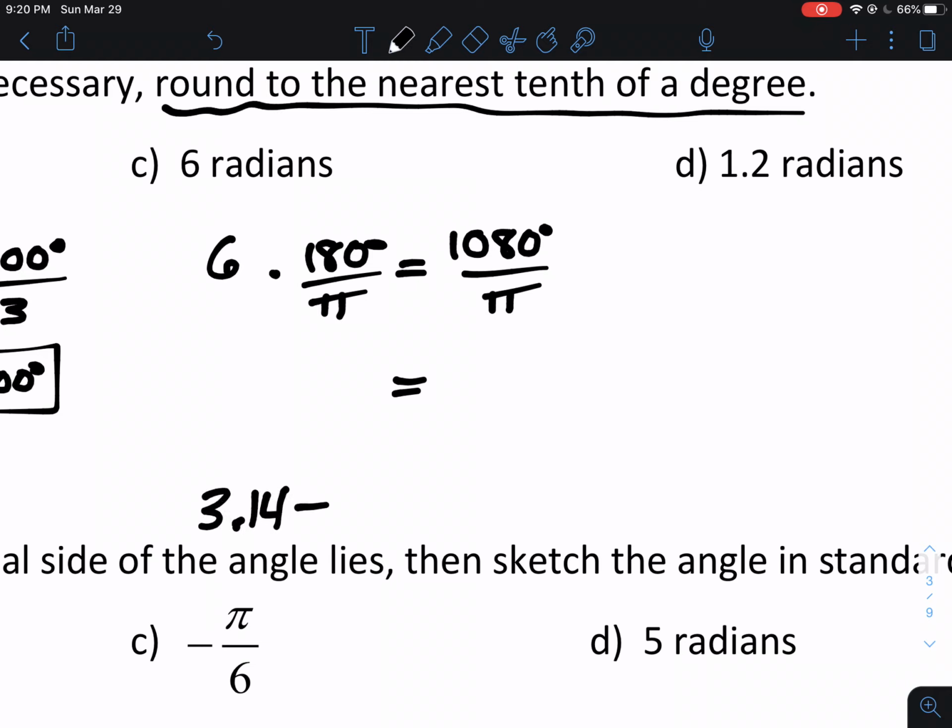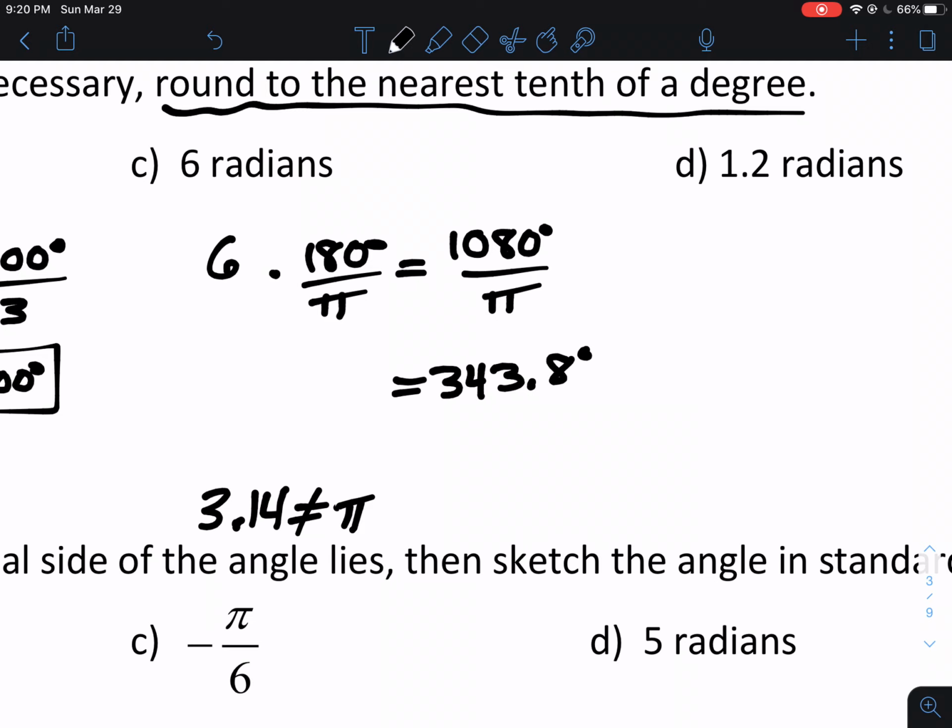3.14 does not equal pi. Make sure you're using the pi button. Your answer to the nearest tenth of a degree should end up being 343.8 degrees. And so you round up that tenth to 0.8.